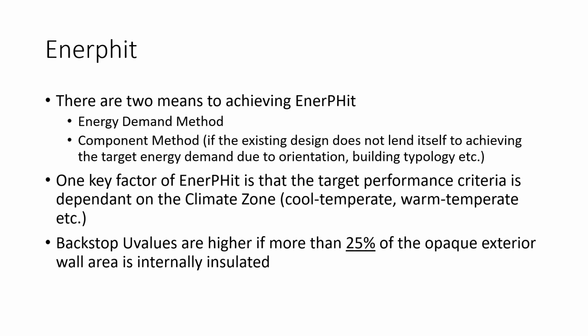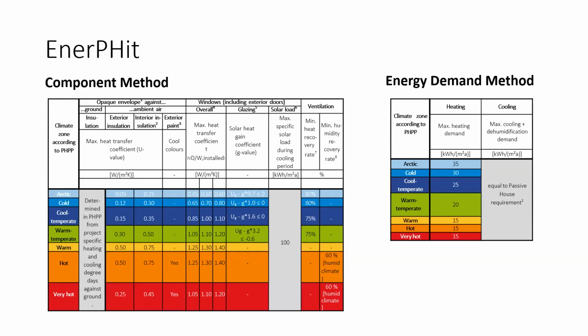I suppose a key factor of retrofit is that the target performance is dependent on the climate zone, whether it be the component method or the energy demand method. It depends on your climate zone, whether cool temperate or warm temperate, etc. And the backstop U values are higher if you are working with an internally insulated building, which we are here. So this is your performance criteria for your component method and for your energy demand method. Notwithstanding that, you have a target air tightness level, and your N50 of 1 air change has to be achieved to meet any of your retrofit standards.